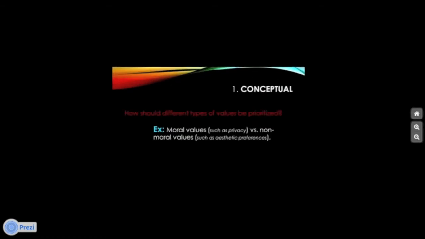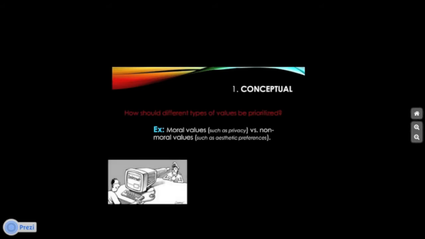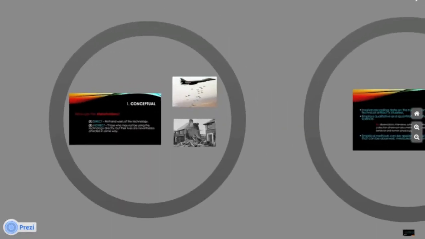This piece of the tripartite method also addresses the question of how different types of values should be prioritized. For example, should greater weight be assigned to moral values, such as privacy, or to non-moral values, such as aesthetic preferences? Conceptual investigation serves as a rubric for analyzing questions such as this one.